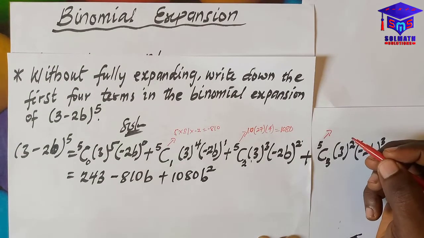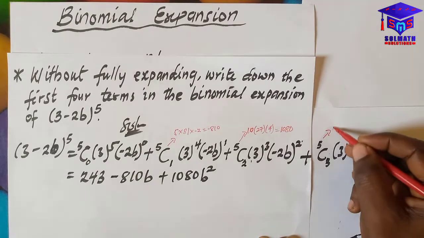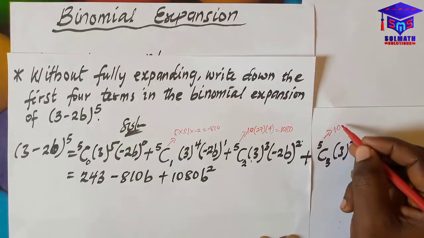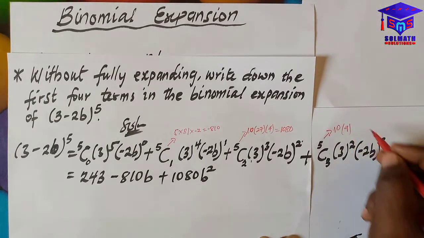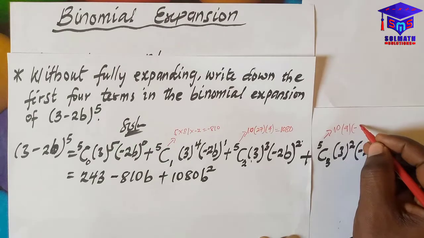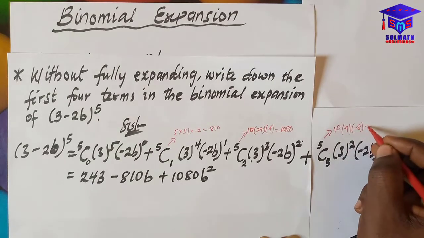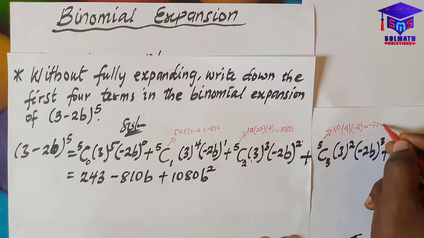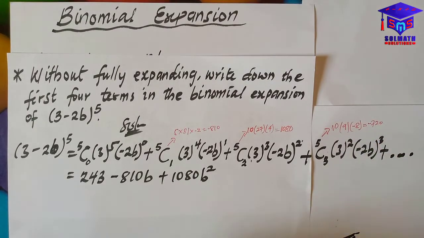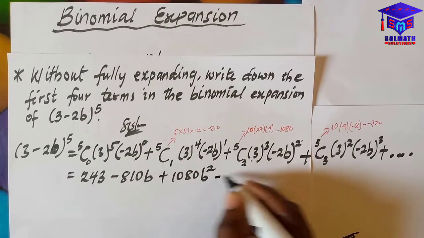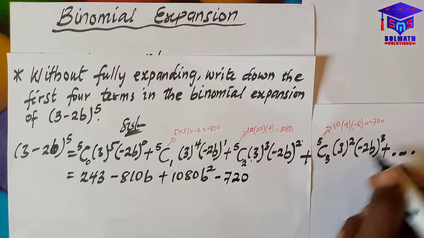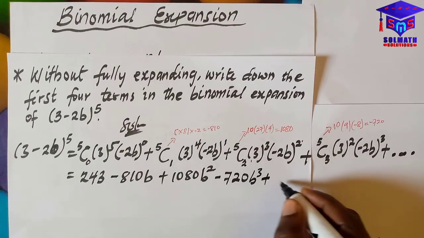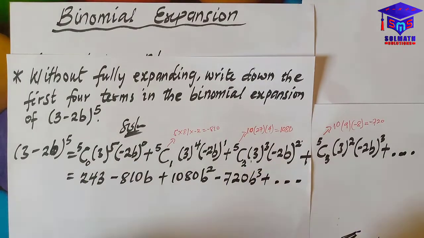Then actually we're left with the last term. On your calculator, 5 combination 3, we are getting what? 10. Okay, 10 times 3 to the power 2 is 9, times negative 2 to the power 3, you get negative 8. Okay, if you multiply this, you should be getting negative 720. Okay, so we are having minus 720 b to the power 3 plus dot dot dot. Okay, so actually these are the first 4 terms of this binomial expansion. If you use a Pascal triangle, you should be getting the same results.